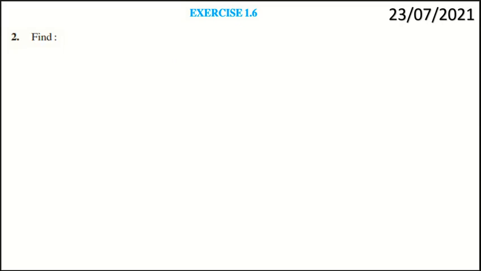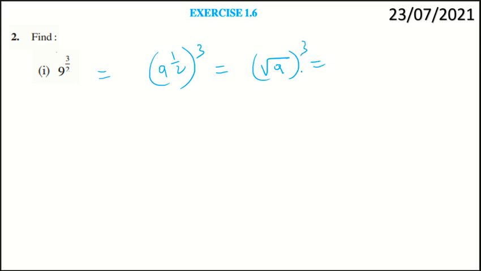Now coming to the question number 2, in that main question 2, sub question 1, 9 to the power 3 by 2. 9 to the power 3 by 2 can be written as 9 to the power 1 by 2 whole power 3, which is nothing but 9 power 1 by 2 means square root 9 whole power 3. Square root 9 is 3. 3 raised to the power 3, which is 27.